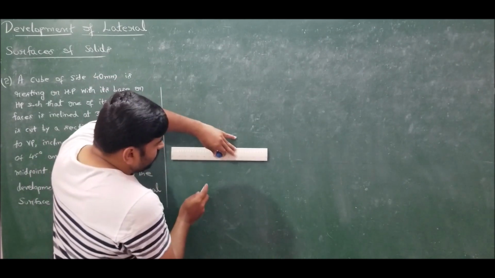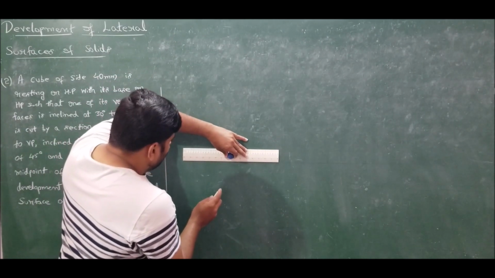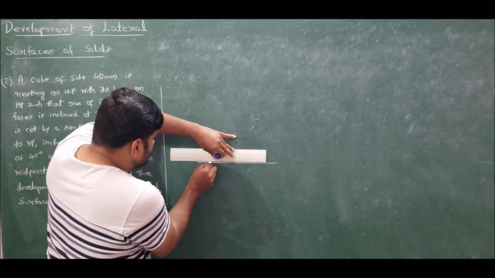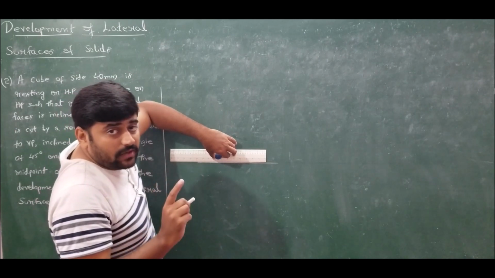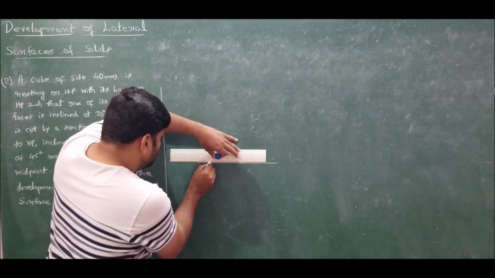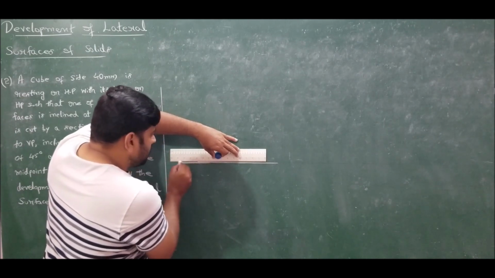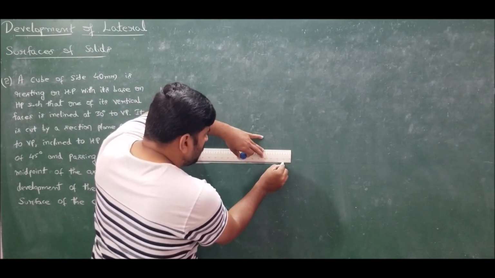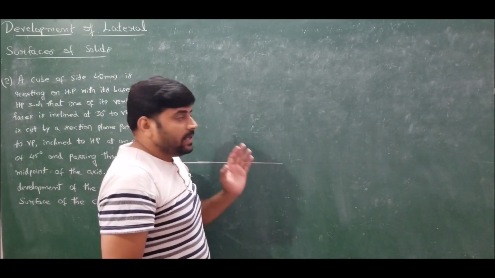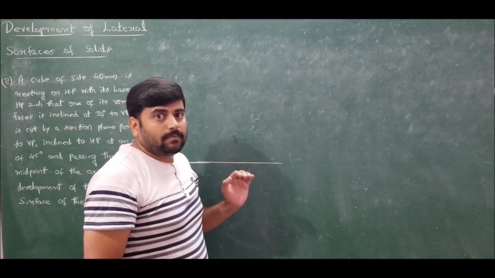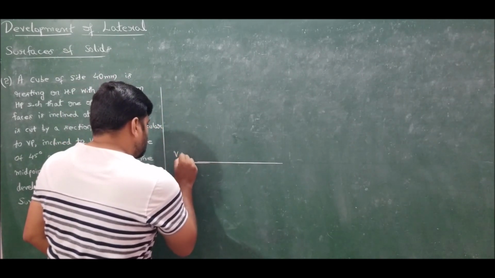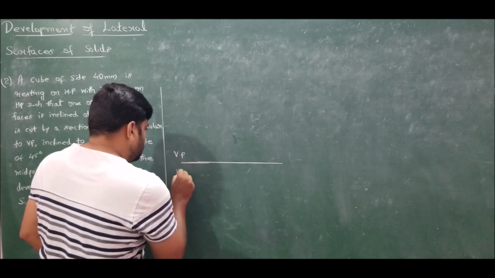First, let me draw the front view and top view of it. Unless otherwise specified, we will always be using first angle projection. For first angle projection, always the vertical plane will be above the XY line and the horizontal plane will be below the XY line. Cube, prism and cylinders will be developed by using parallel line development. Now we have the vertical plane and horizontal plane.